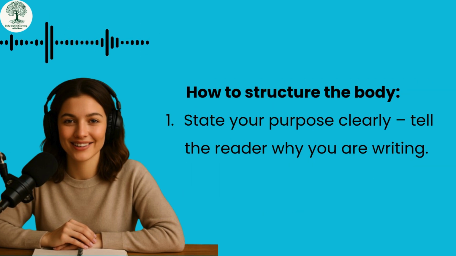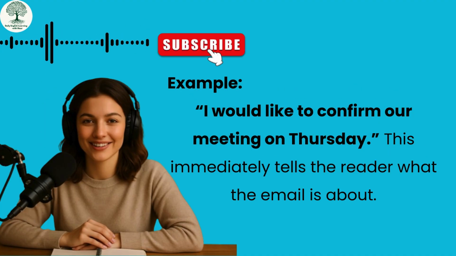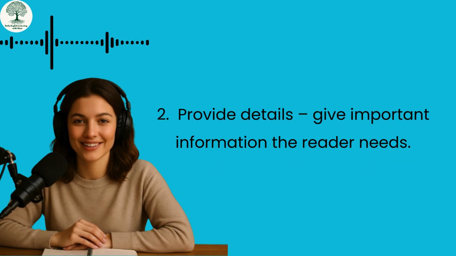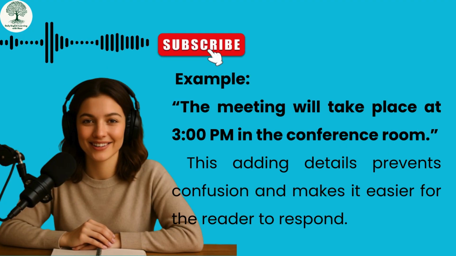1. State your purpose clearly. Tell the reader why you are writing. Example. I would like to confirm our meeting on Thursday. This immediately tells the reader what the email is about. 2. Provide details. Give important information the reader needs. Example. The meeting will take place at 3 p.m. in the conference room. Adding details prevents confusion and makes it easier for the reader to respond.